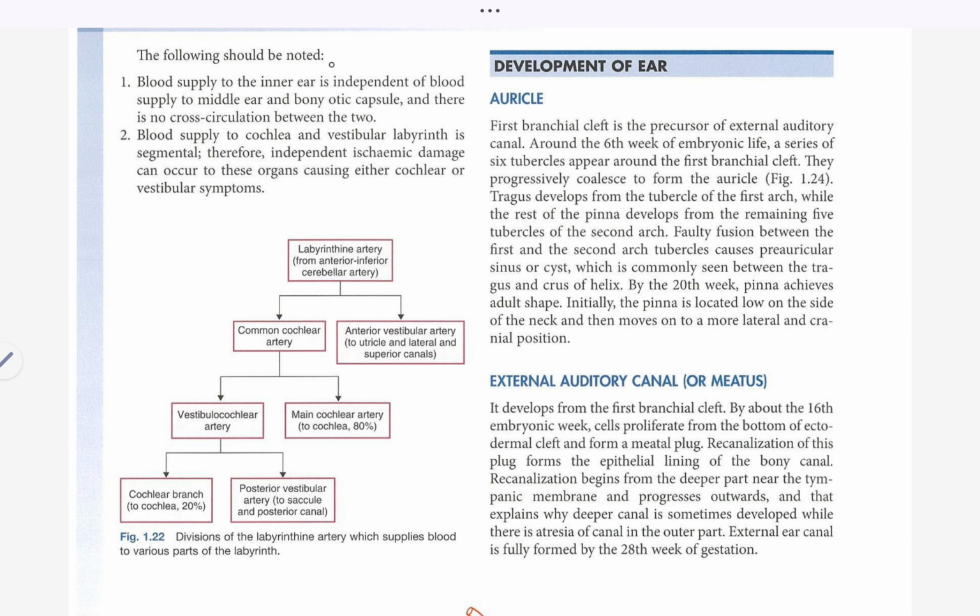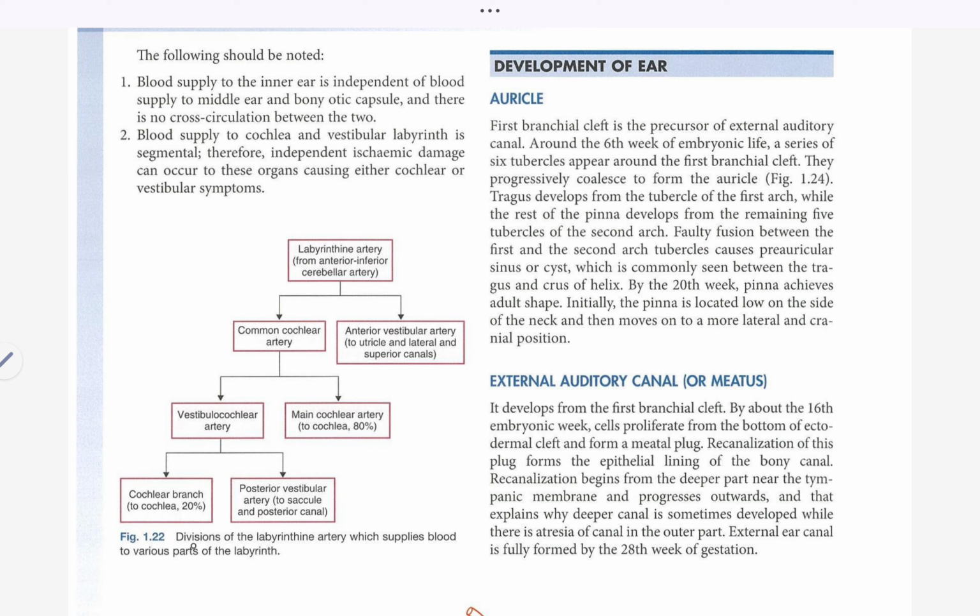The following should be noted. One, blood supply to the inner ear is independent of blood supply to the middle ear and bony otic capsule, and there is no cross circulation between the two. Two, blood supply to the cochlea and vestibular labyrinth is segmental. Therefore, independent ischemic damage can occur to these organs, causing either cochlear or vestibular symptoms.